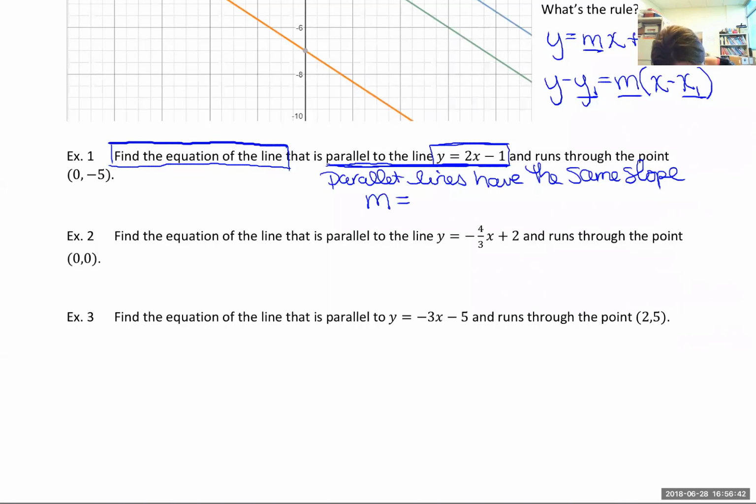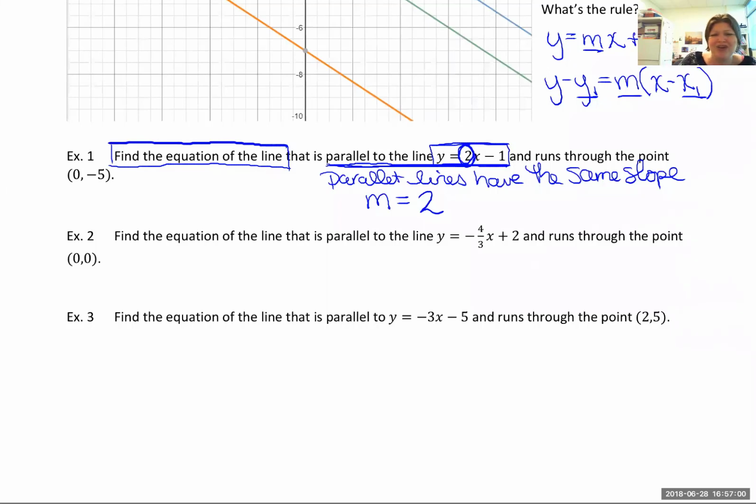Well, we remember, hopefully, that slope is the m. I call slope Mrs. X because she's always shoved up against that x, multiplying with that x. So I can see that the slope of this line is 2. Since my line is parallel to this line, my line will have the same slope.